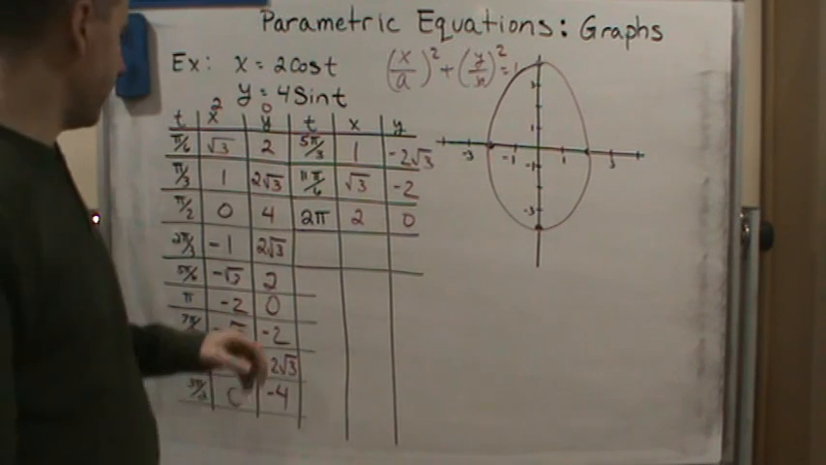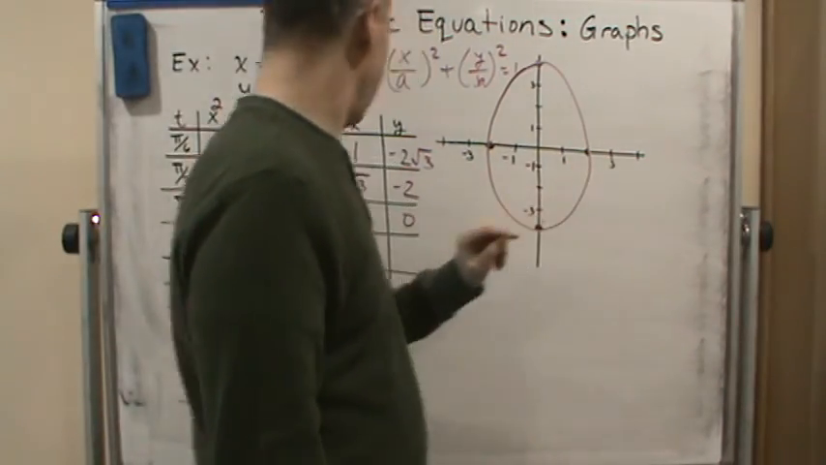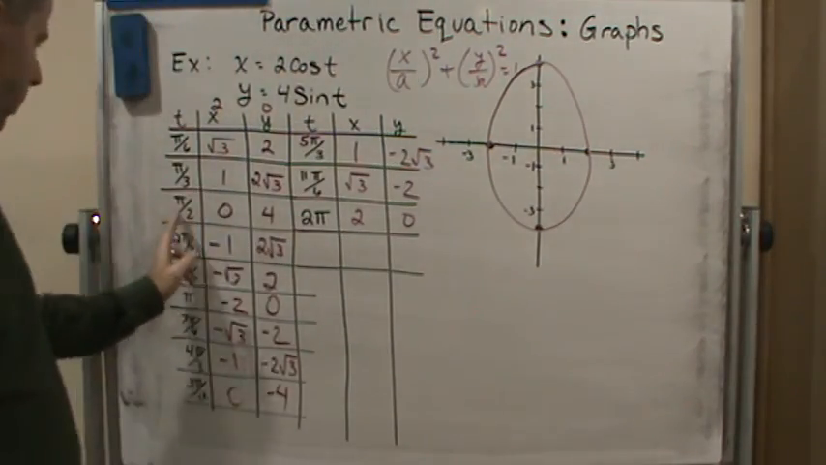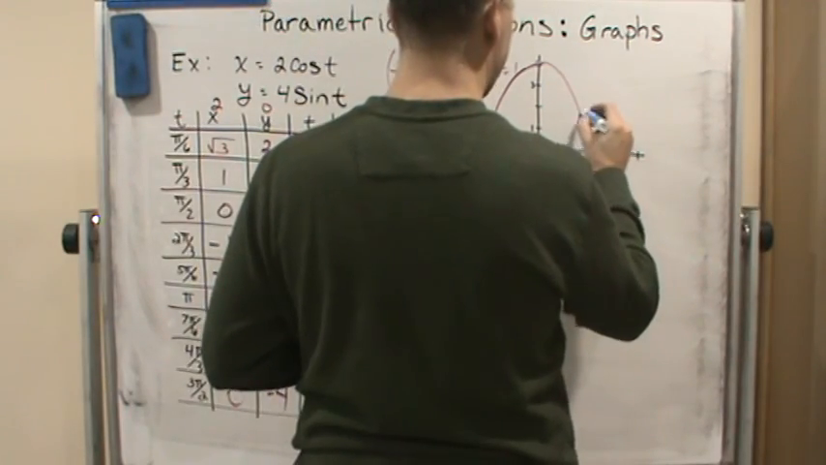Now, what about the direction? Well, we're starting at 0, 2, right here. And then at pi over 2, we're going to 0, 4. So it is going counterclockwise.